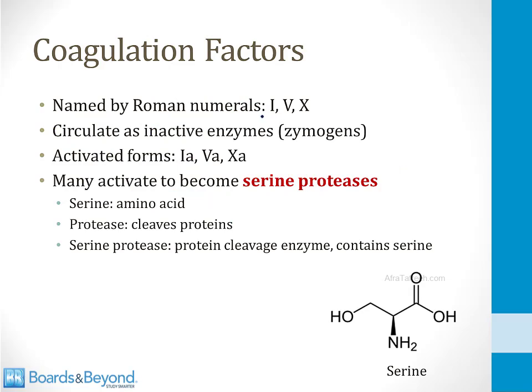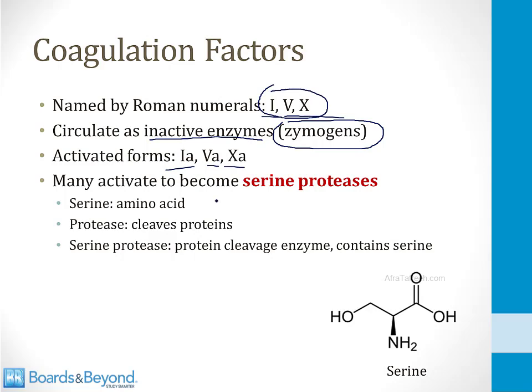For example, there is factor 1, factor 5, and factor 10. They all circulate as inactive enzymes which are called zymogens, and when they become activated, an A is added to their name. For example, 1A or 5A or 10A are the activated forms of clotting factors 1, 5, and 10.